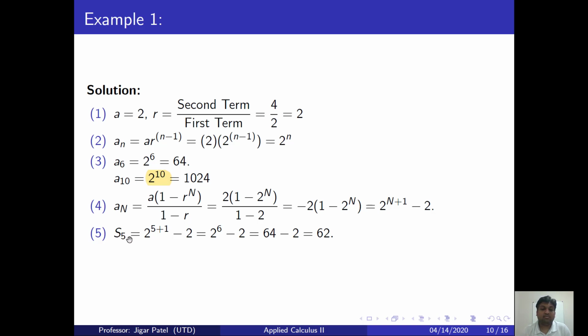I can now compute the sum of first 5 terms. 2 to the 5 plus 1 minus 2. Just plug n equal to 5 in here, in the simplified version of Sn. 2 to the 6 minus 2 is just 64 minus 2, and that's 62. I can compute the sum of first 9 terms. 2 to the 10 minus 2, which is 1024, minus 2, which is 1022.